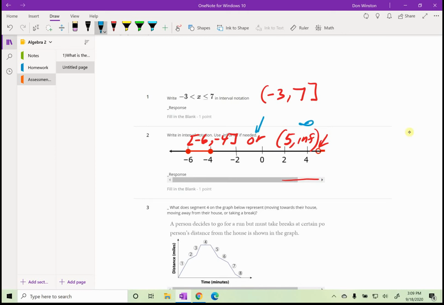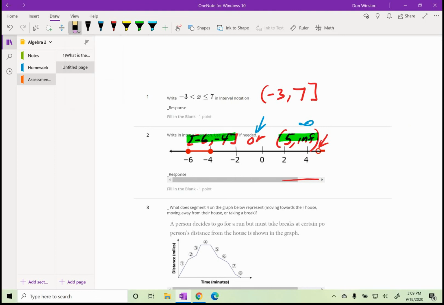I think some of you said and. Well, you can't have a number that's both between -6 and -4 and 5 or greater. There's no such thing. You can't have a number that's in this interval and it's going to be greater than 5. That's impossible. So if you used and, I took off a point, or I won't say a point because the question was only worth a point.